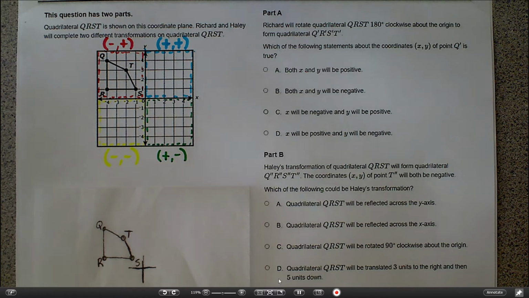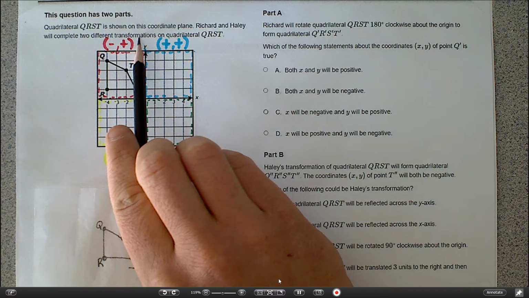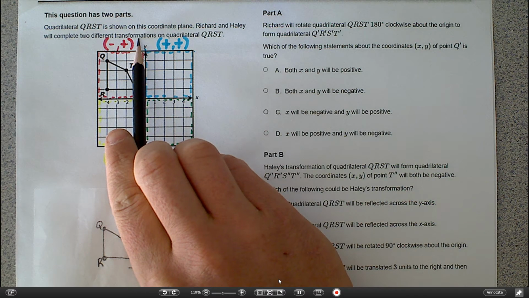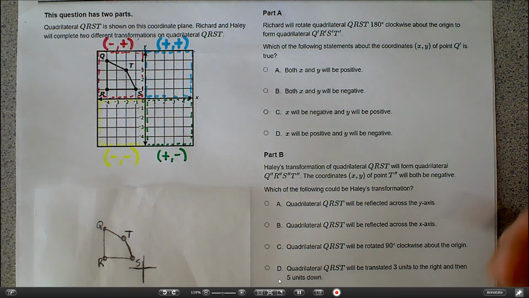All right, so question 4 has a quadrilateral, a four-sided figure QRST. It's shown in the coordinate plane. And we have Richard and Haley who are going to complete two different transformations on quadrilateral QRST. So this is a topic that we did not get to cover this year, so I'm going to do my best here to show you what each transformation looks like.